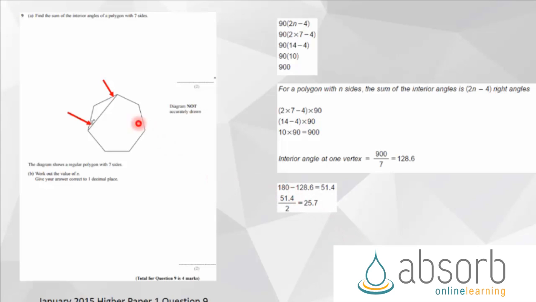Now, we know that the angles of a triangle add up to 180. So the 128.6 plus these two unknown angles must add up to 180. So if we take the 128.6 away from 180, we find an answer of 51.4. So these two angles added together must be 51.4. To find out what any one of them is, in this case x, we just take the 51.4 and divide by 2, and we get an answer of 25.7. So that's our final answer for this question.